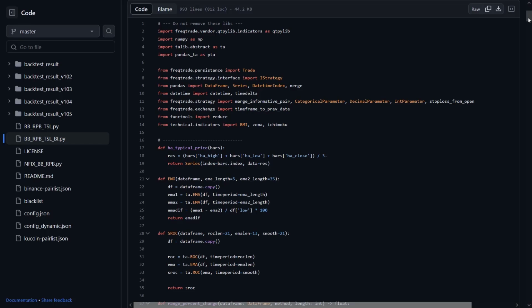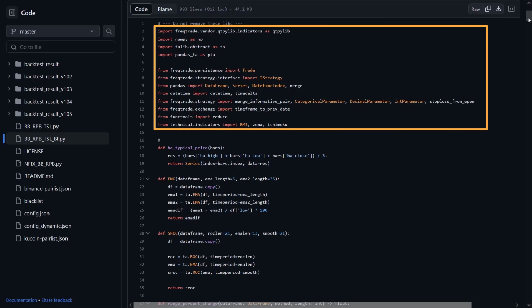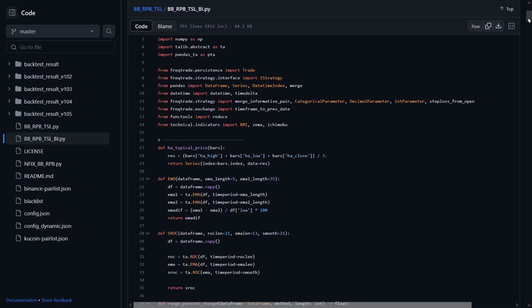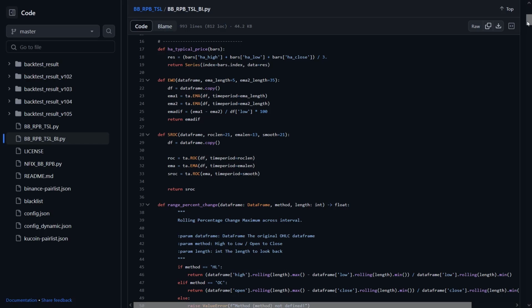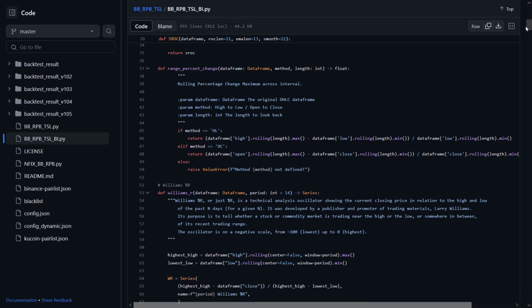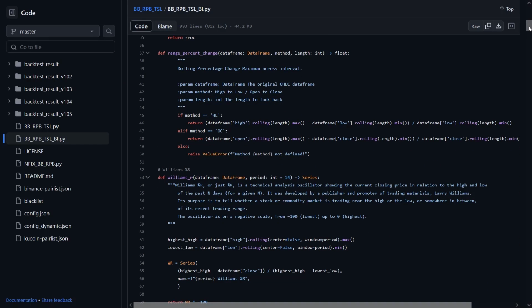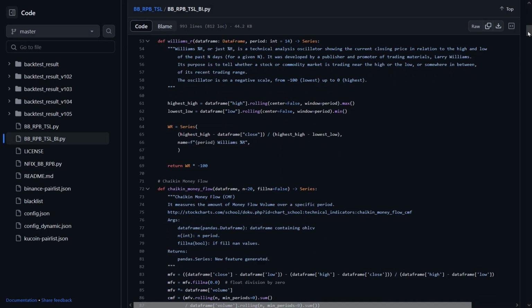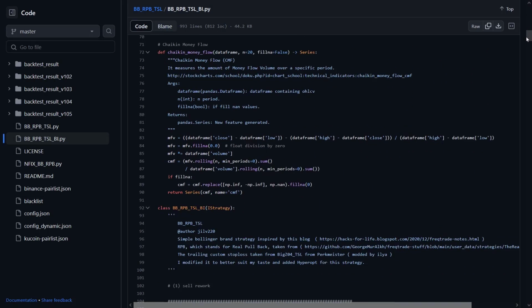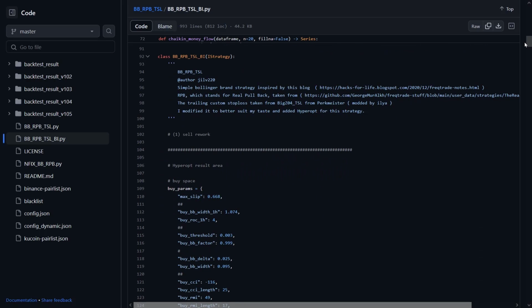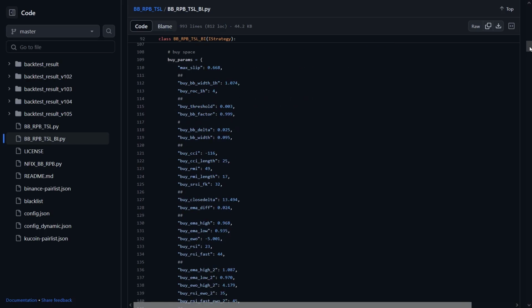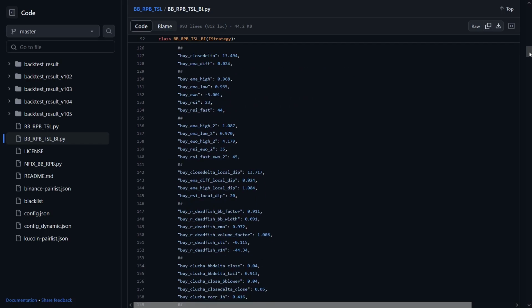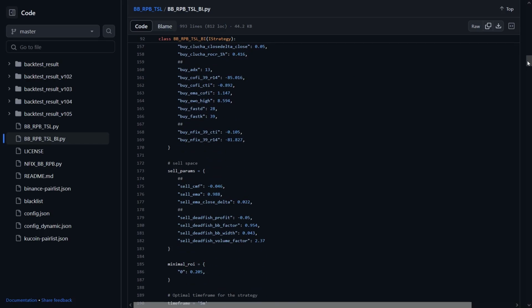And the code starts of course with the importing of the different modules that are used further down. Then there are some custom indicators defined that will probably be used later on, like the Elliott wave oscillator, the smooth range of change I think, and the Williams R, Shaker money flow, and some other ones. Then there is the actual trading strategy class itself, and that starts with a whole bunch of buy and sell parameters that can be optimized with HyperOpt. And you can also see immediately this is a pretty complex strategy.